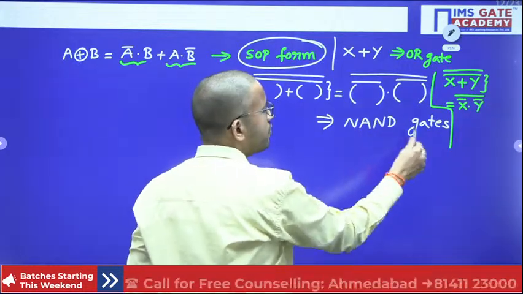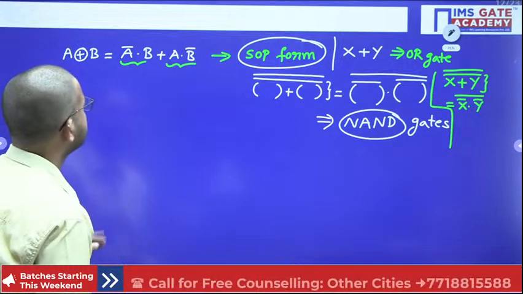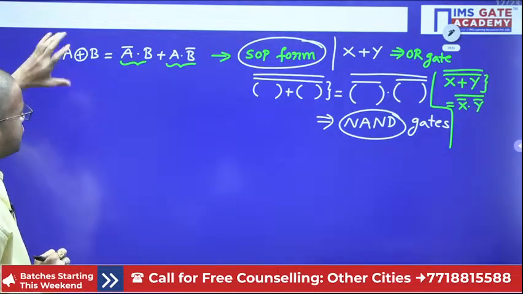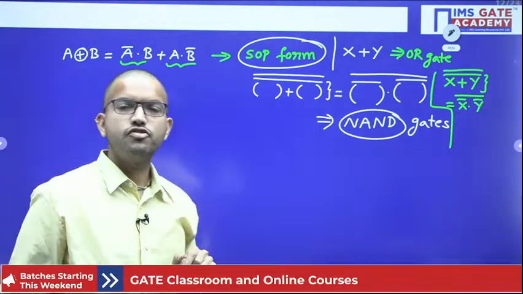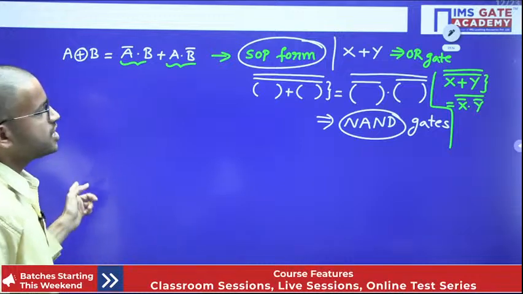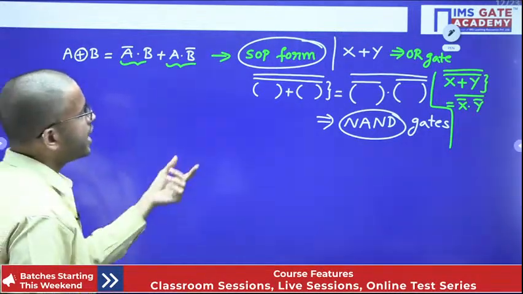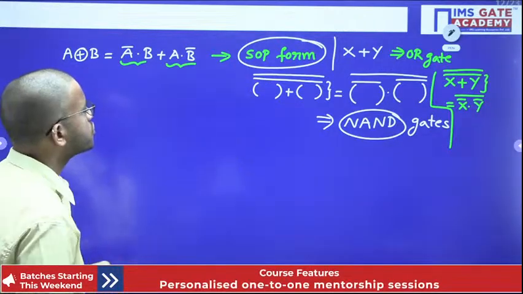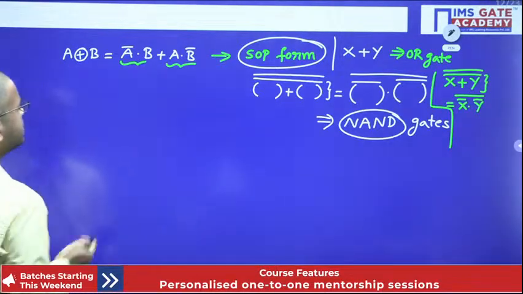After that, with the help of NAND gates, you can easily implement. Okay, right. Now this A XOR B, if we want to implement by using NOR gates, that time you should have the function, instead of SOP, you should have the function in POS, so that we can easily implement with the help of NOR gates. Okay, how it is, let us see.